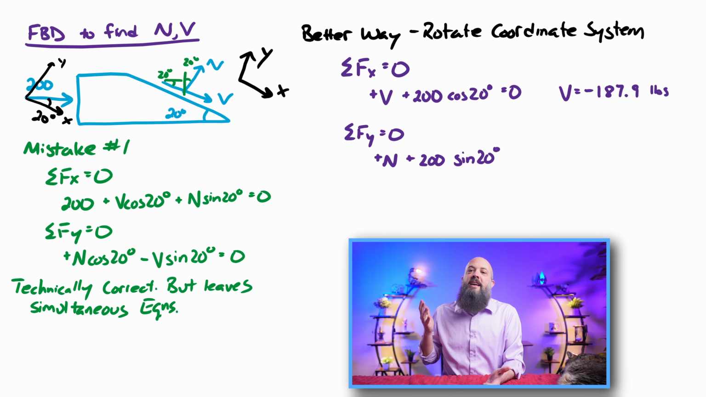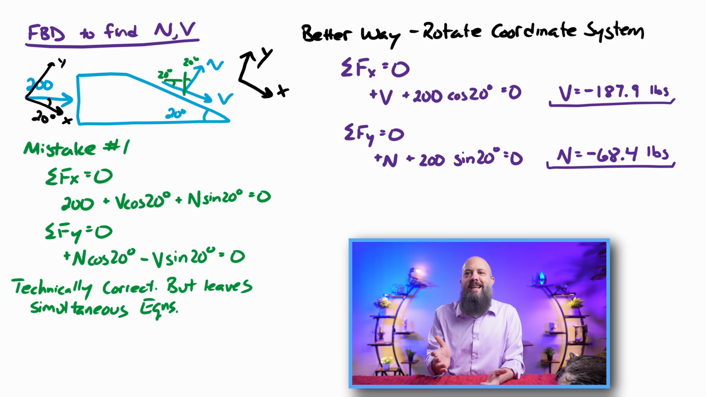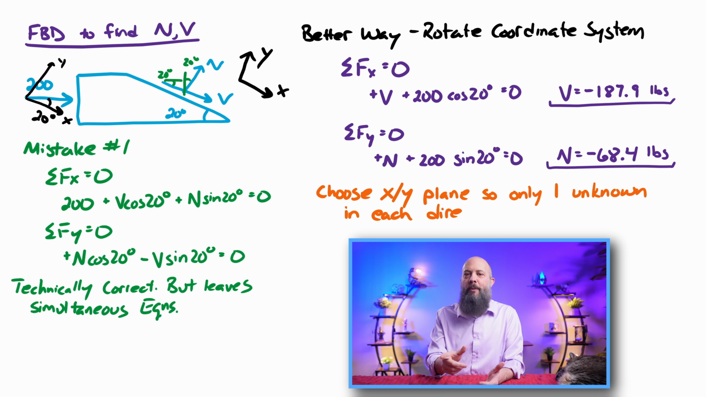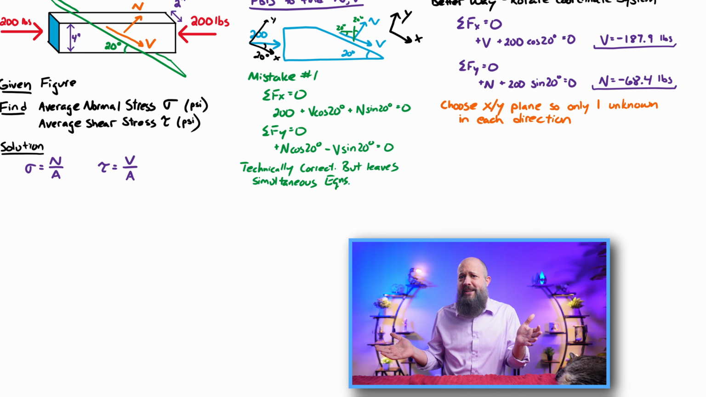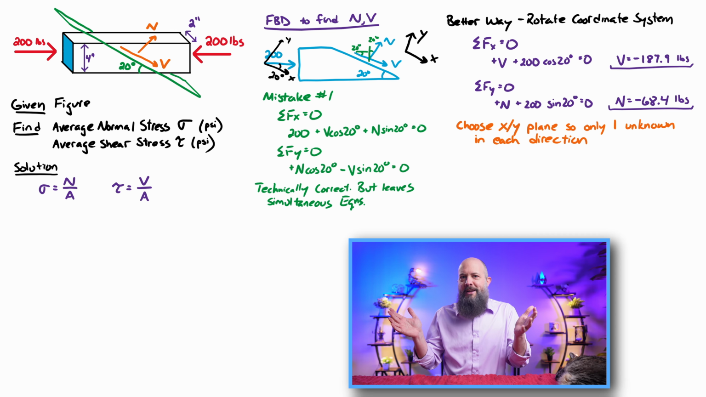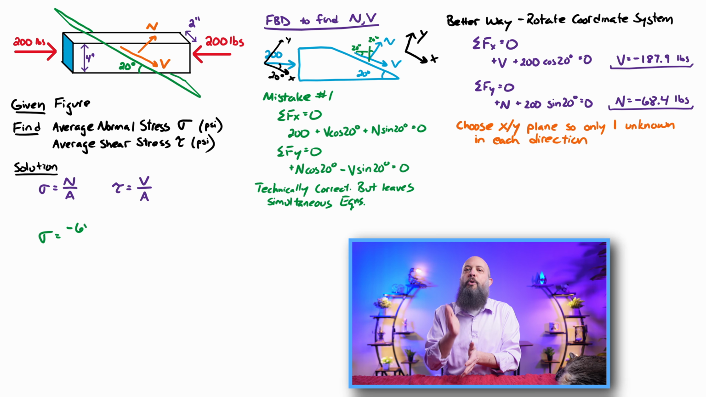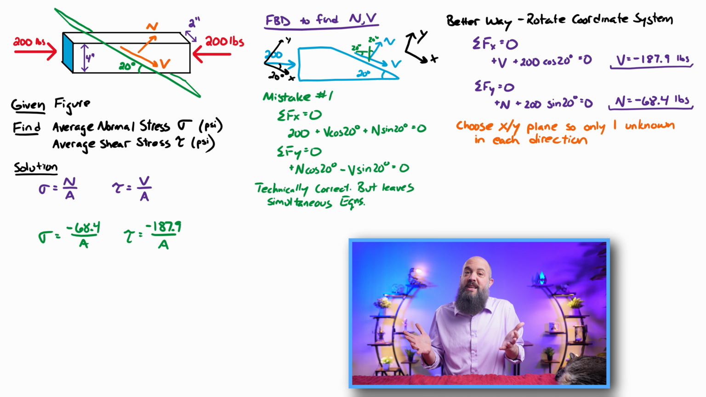In this case, I've got shear force V as negative 187 pounds and normal force N as negative 68.4 pounds, which at first looks like I'm just horrible at guessing directions because I guessed both of these wrong. But in actuality, you should almost always put N in that perpendicular direction because a negative value for N will then mean you're in compression instead of tension.